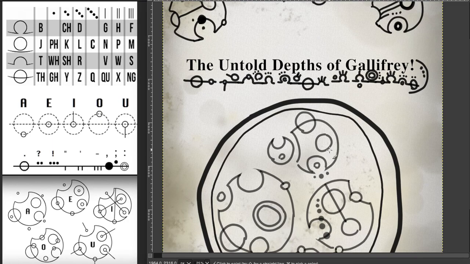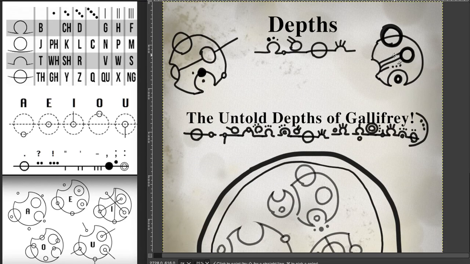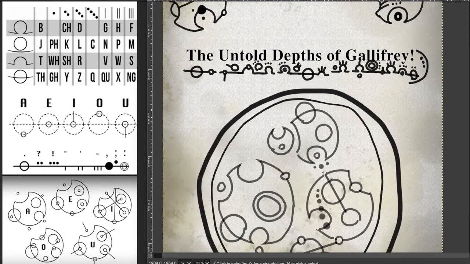D, E, then we have a P. And the S, I'm going to actually look at these guys. So I have that line passing through it, which is a thing. I'm going to go ahead and do that. Bam. Like that. D, E, P. TH doesn't need anything.